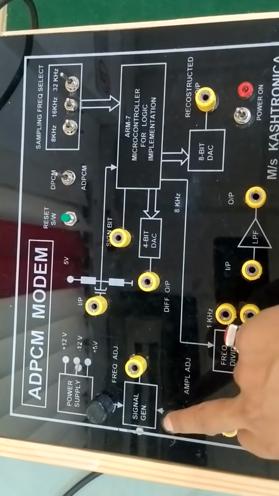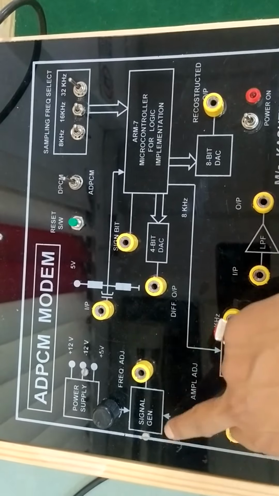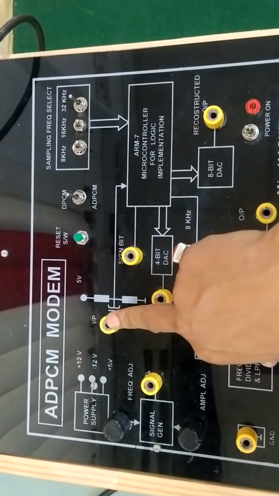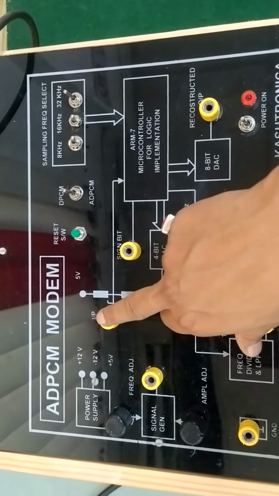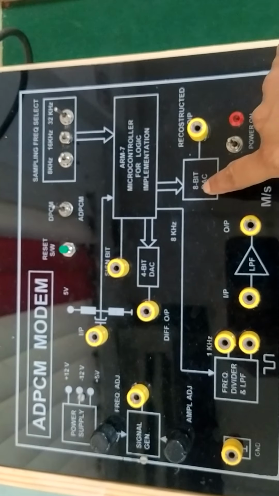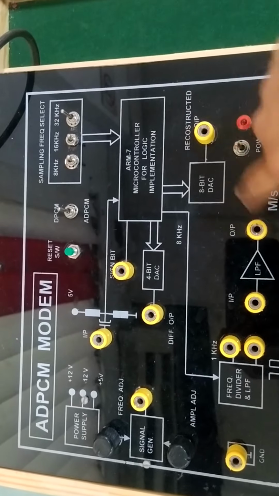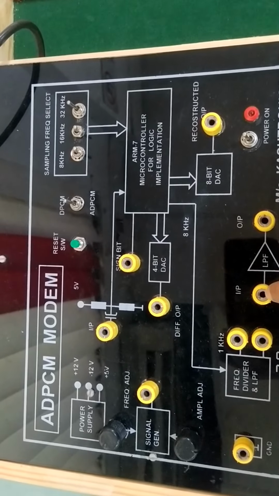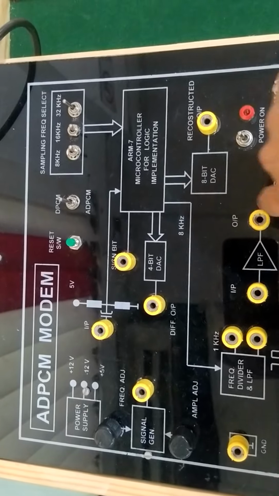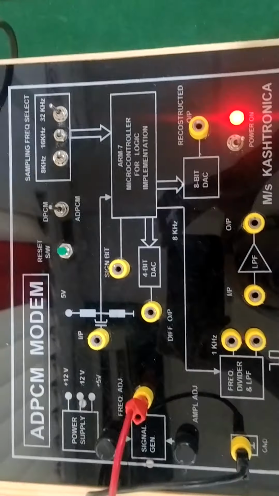After that the signal generator generates the original information signal or message signal, which is a continuous time analog signal. This signal is connected to the input here. After that, the input signal and differential output, these two signals we get at the output of the 8-bit DAC. Here we get a modulated signal, and this modulated signal we apply to the input terminal of the LPF, low pass filter, and at the output we get a modulated signal. Now we will make the connections.